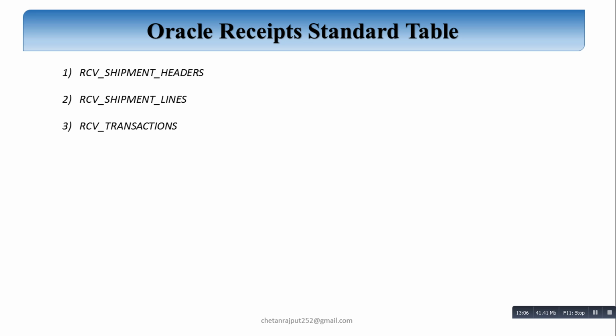So my friend, in today's session we discussed the Oracle receipt against purchase order. We learned how to create the receipt, different types of receipt, and we understood one by one the three methods: receipt routing method as standard, receipt routing method as inspection, and receipt routing method as direct delivery. And then we understood the Oracle receipt standard tables. So this is the whole session about the receipt against the purchase order.